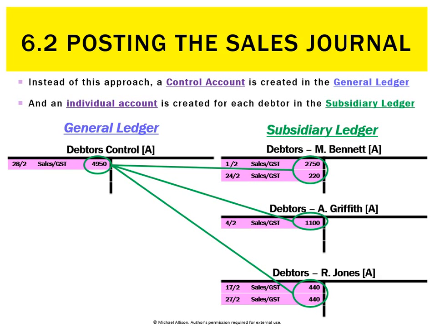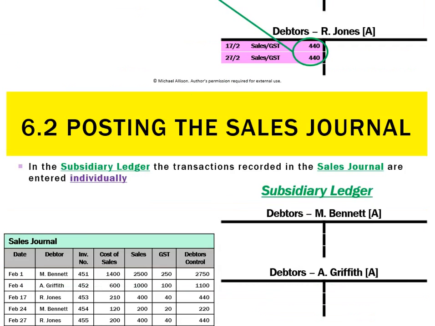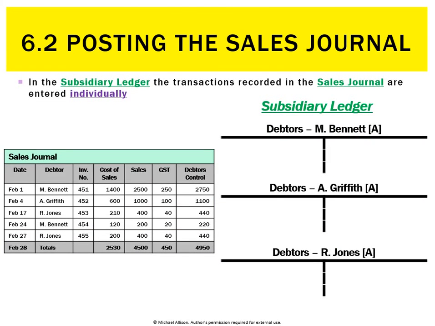So the total there of 4,950 in debtors control, that'll actually be the product of all the individual transactions in the subsidiary ledgers. So looking at how we got that data, we've got the sales journal on the left, we've got the subsidiary ledgers on the right. Each of these transactions would be entered individually.